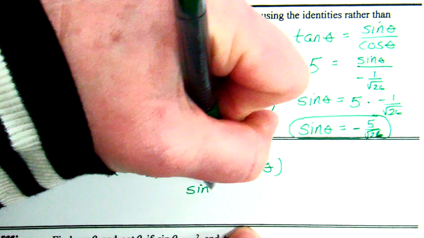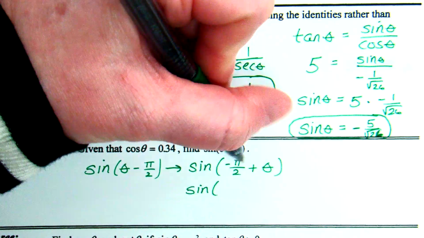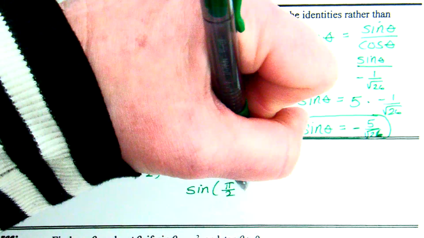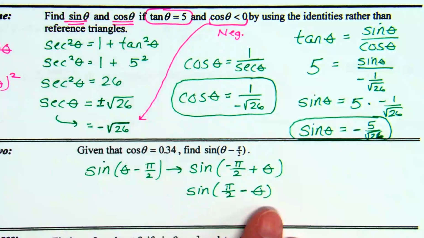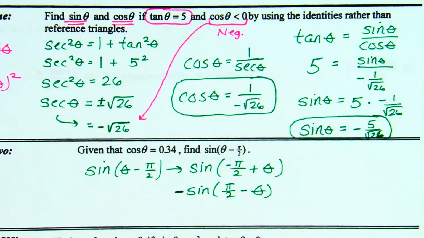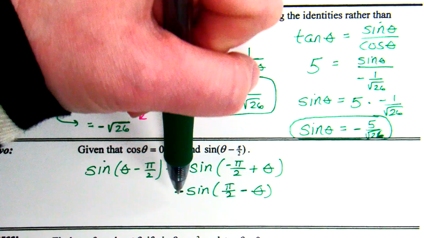And when you factor a negative out, a negative pi over 2 becomes a positive pi over 2. A plus theta becomes a minus theta. Now, when we have a negative inside the parentheses there, technically if you look at your even and odd, that means we just put the negative out front. So now we've gone from sine of theta minus pi over 2 to equal to the negative of sine of pi over 2 minus theta.